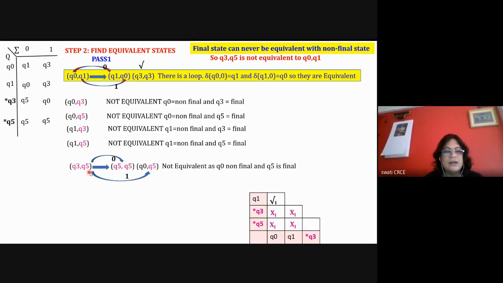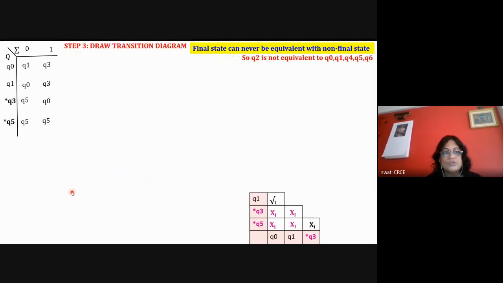This is equivalent. But for the symbol one, it is Q0 Q5, and one is final, one is non-final. So this pair is not equivalent. So as both the pairs are not equivalent, Q3 Q5 is also not equivalent. And then my answer is correct. Done. So the next step is to draw the transition diagram.